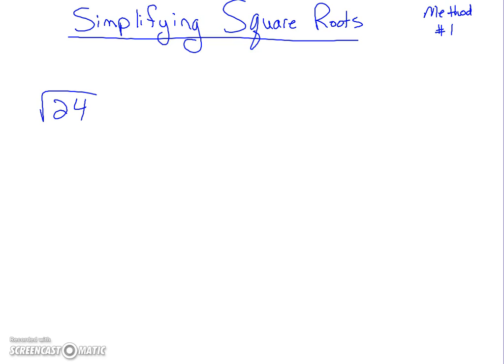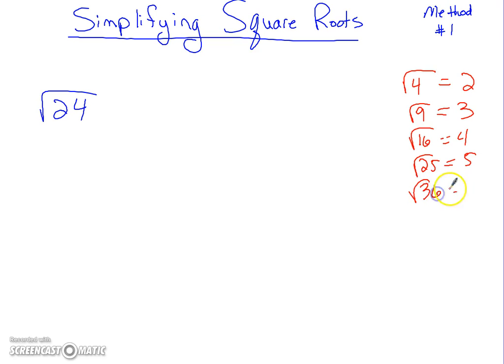One thing that will help you out is if you remember all the perfect square roots. So I'm going to come over to the side and just remind you of some of the perfect square roots, like the square root of 4 is 2, the square root of 9 is 3, the square root of 16 is 4, the square root of 25 is 5, the square root of 36 is 6, the square root of 49 is 7, and so on and so on. So again, these are perfect square roots.